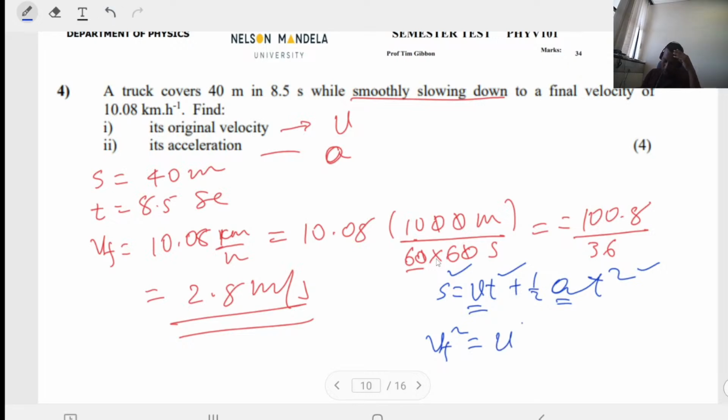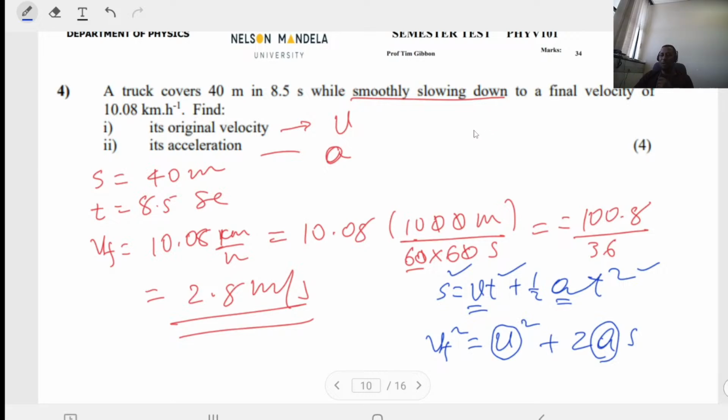U squared plus 2as. Can I use this one? Maybe, but again it's stuck. This is not known. This is not known. You might say, oh, why don't you solve the two unknowns together? Two equations, two unknowns, as you like. But if I know the simple equation here, you see it is smoothly slowing down.